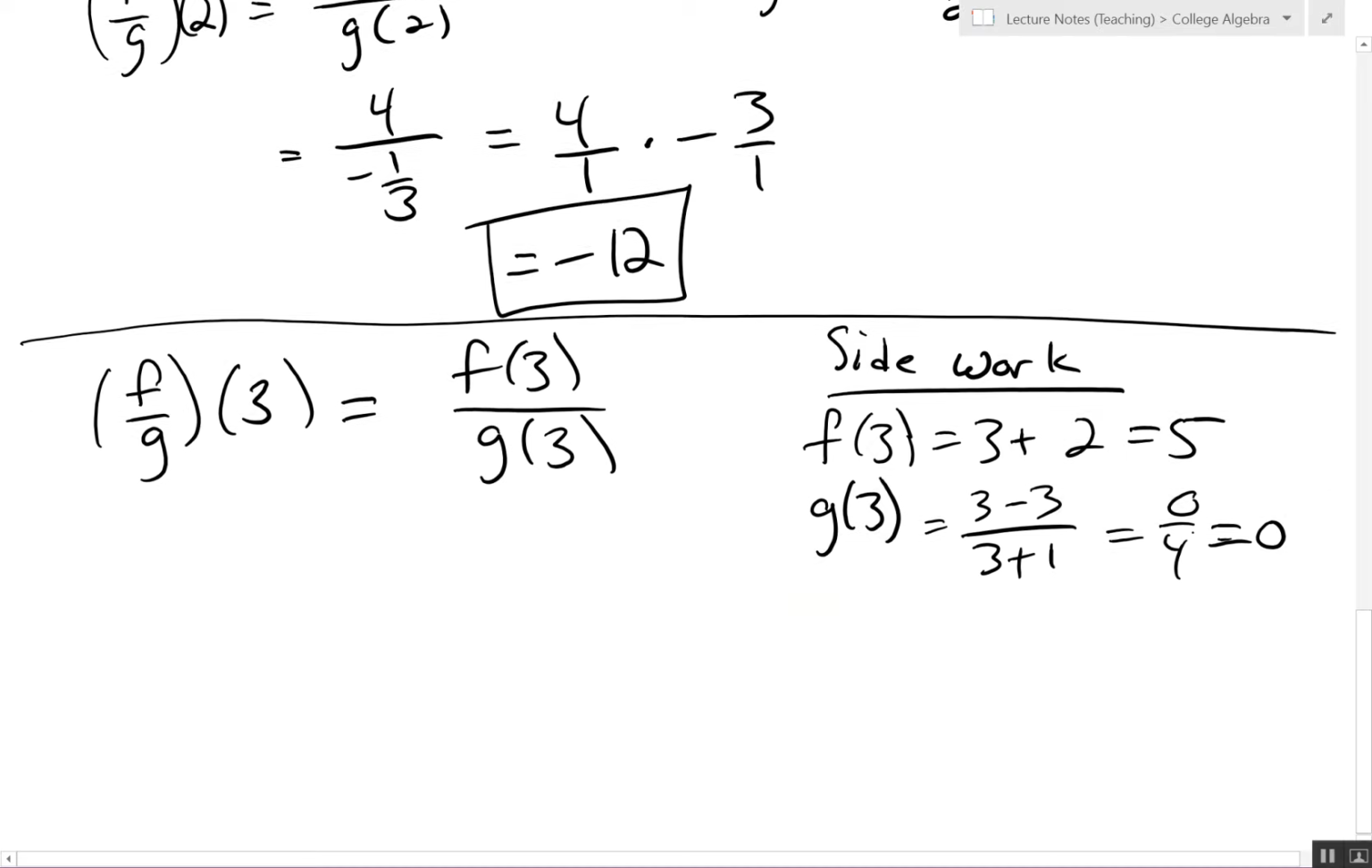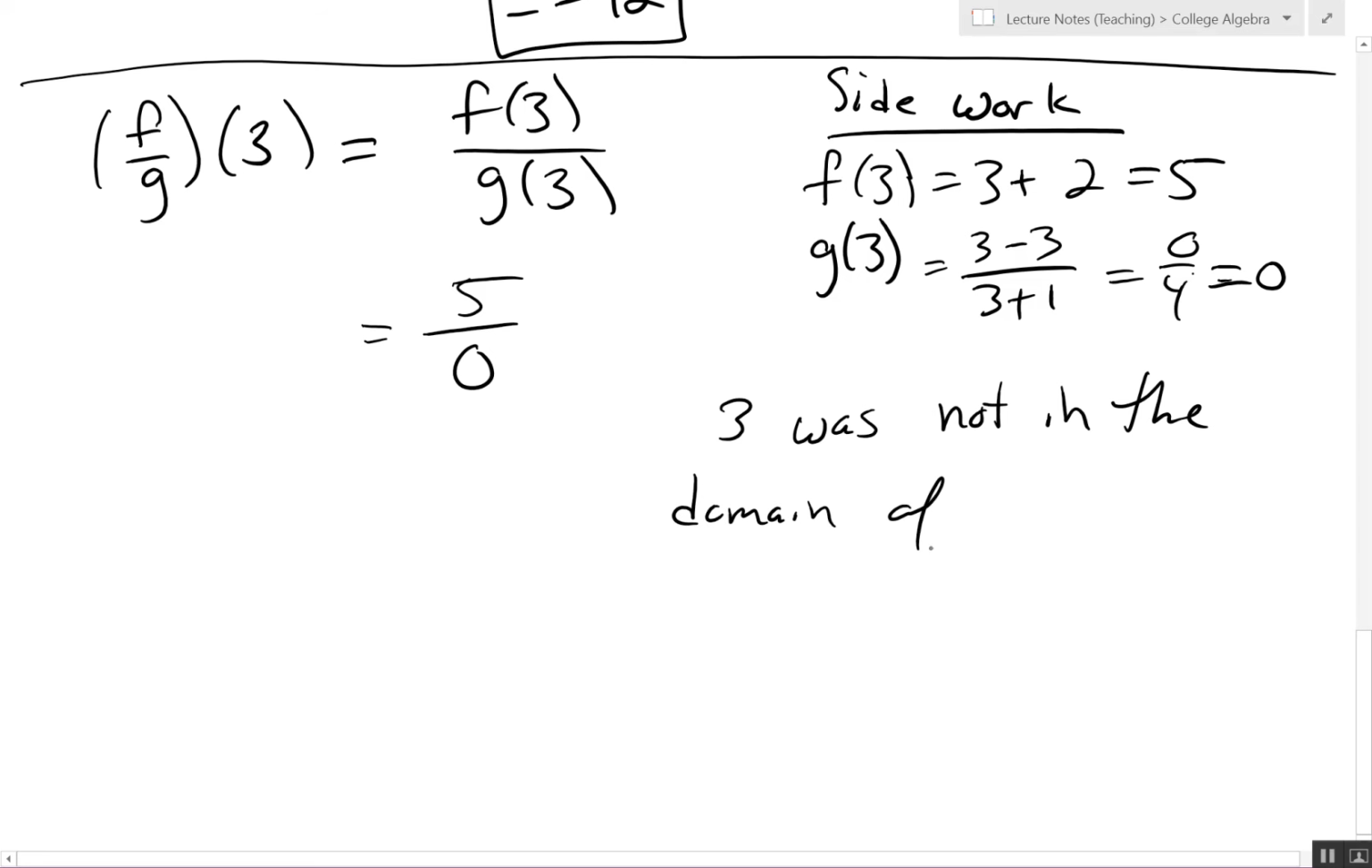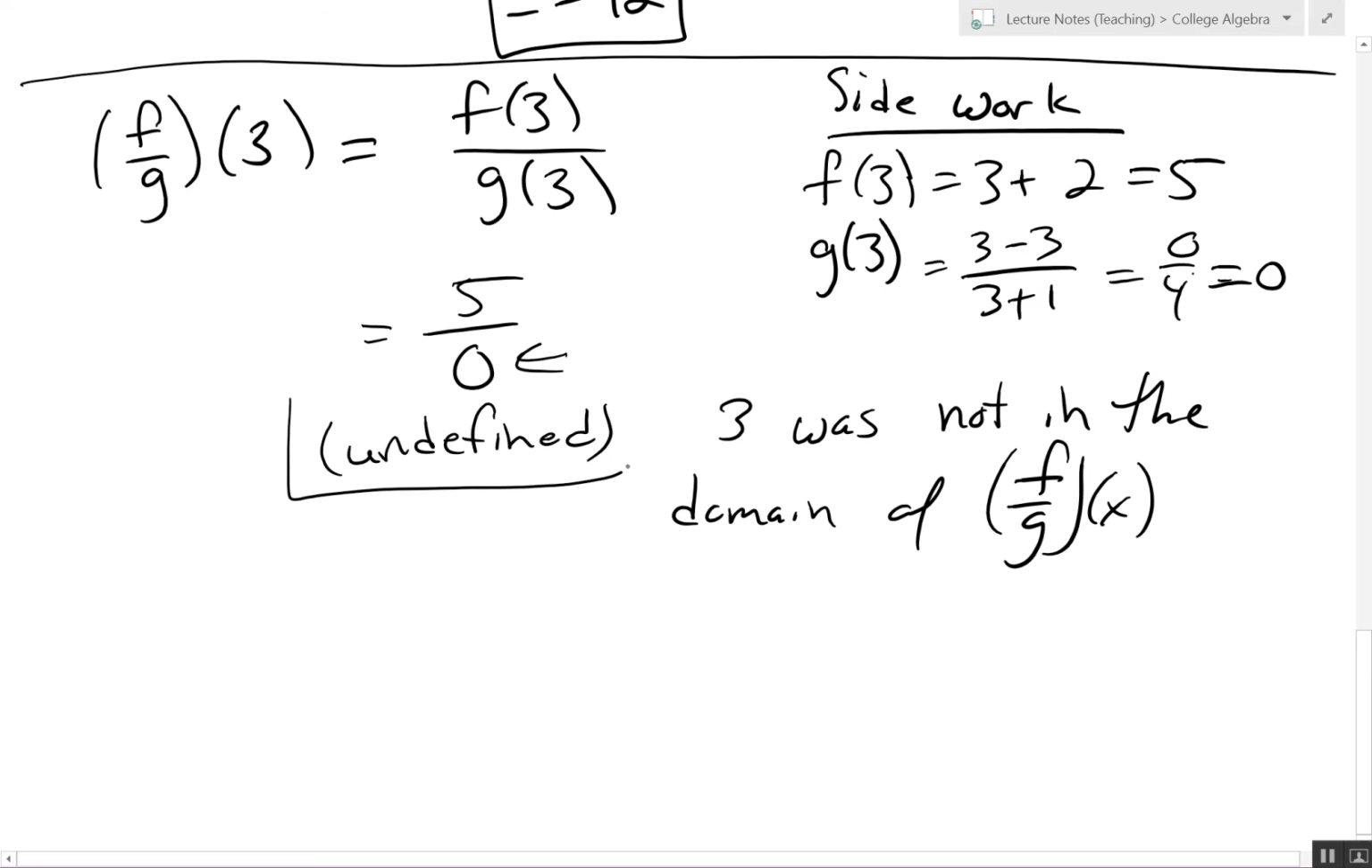And this should start throwing some red flags at you, because if I substitute these numbers in, I get 5 over 0. So notice that 3, the number I chose, was not in the domain of f over g of x to begin with. And I just wanted to show you that if you choose your numbers incorrectly, we'll get 0 in the denominator. Again, that means that this value is undefined for this function. So that is possible with fractions.